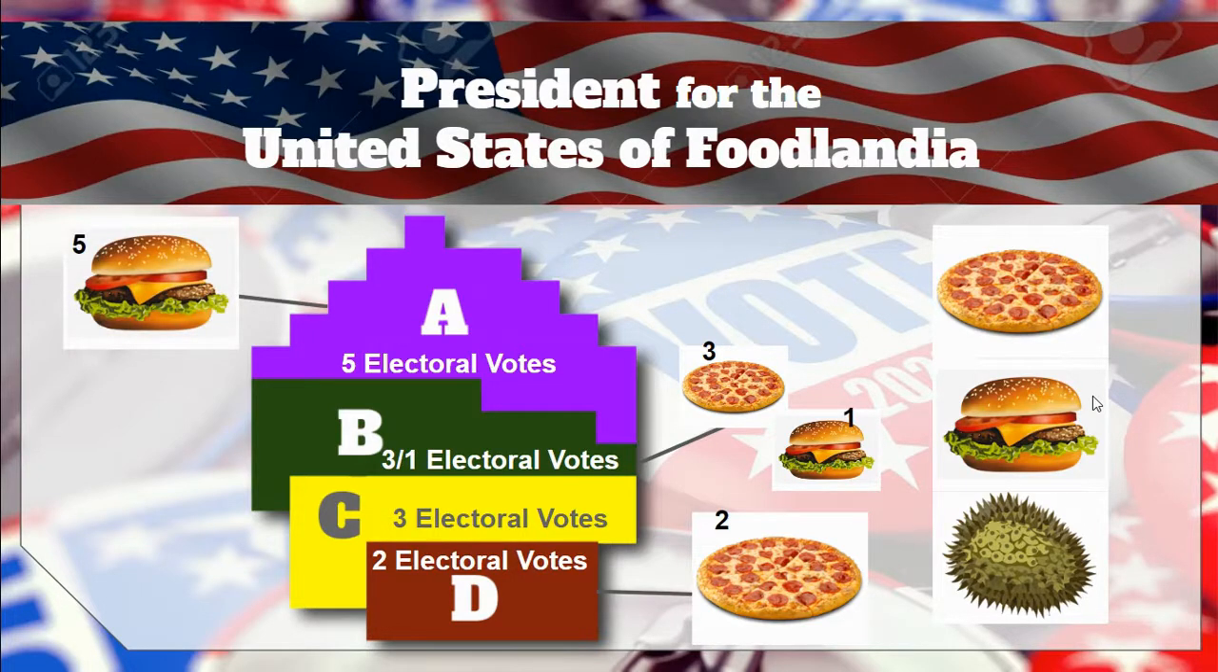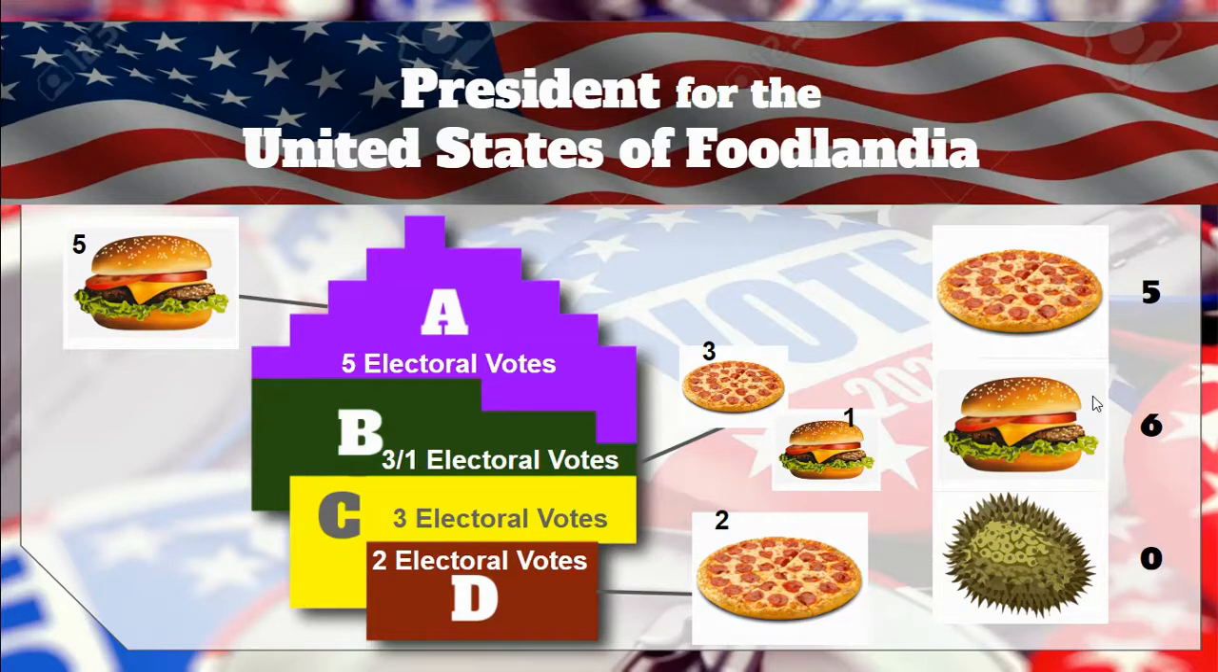Now, with Burger winning the state of A, that's going to mix things up a little bit. Burger takes the lead in the electoral college. They are now leading Pizza 6-5. That state of A is such a huge, important state, and Burger was able to carry it. So at this point, Durian Lychee, they will not have a chance to win.